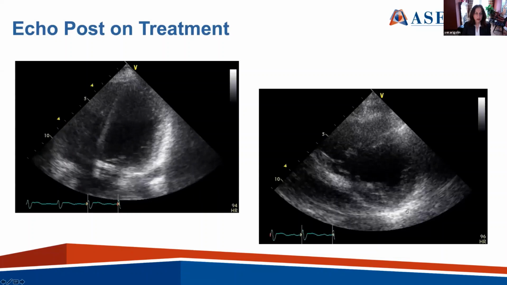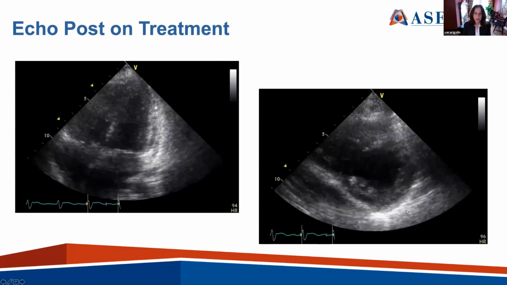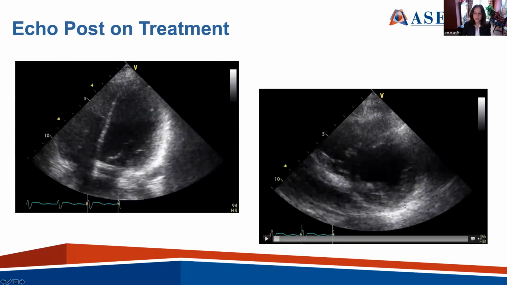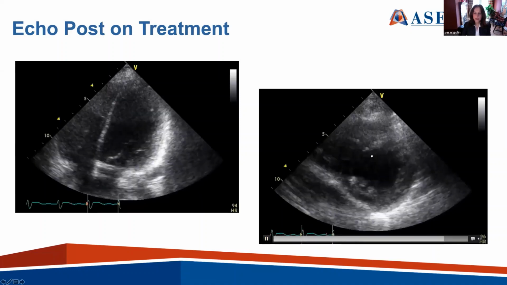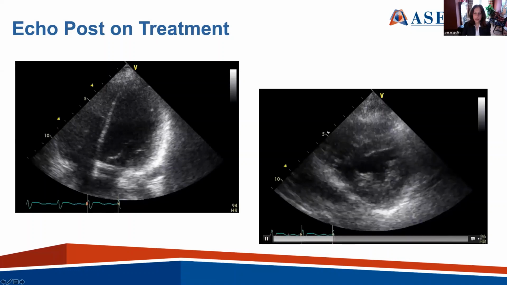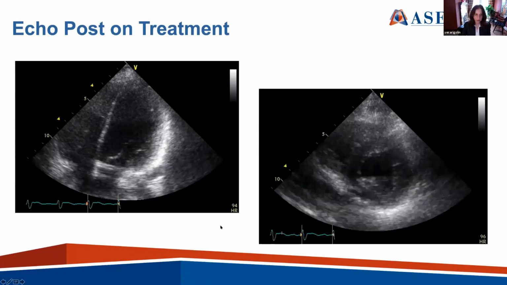After treatment, her echo is repeated and is shown here. As you see on the short axis view, she still has some septal flattening, although not as severe as it was before. And based on our short axis view of the RV, it looks to be somewhat smaller.